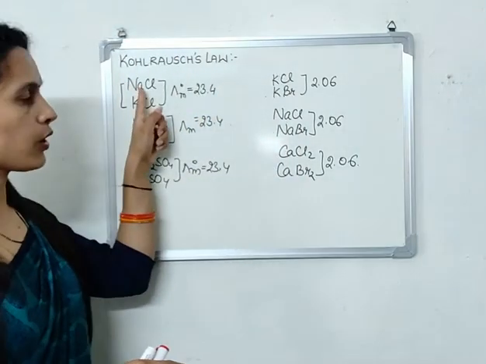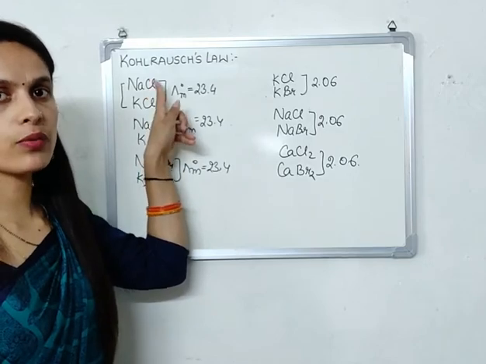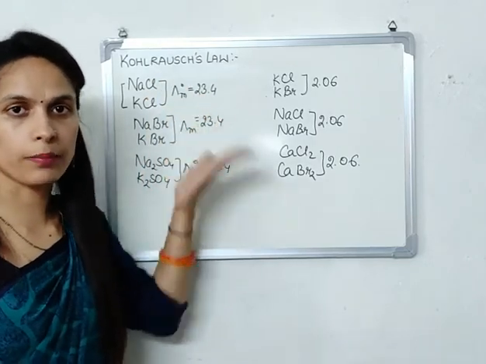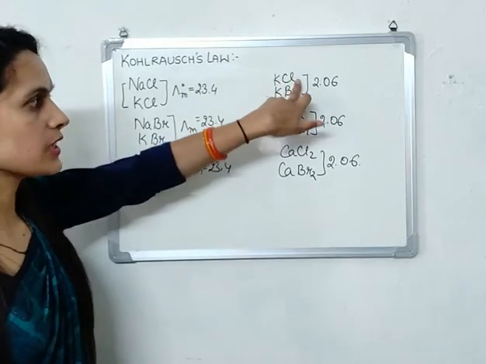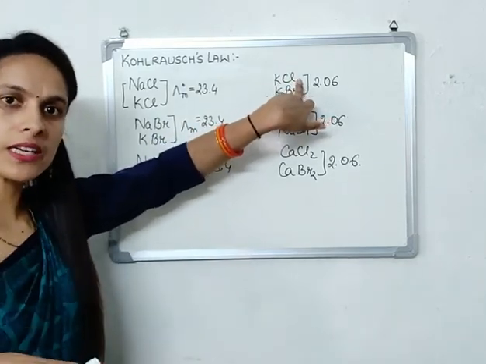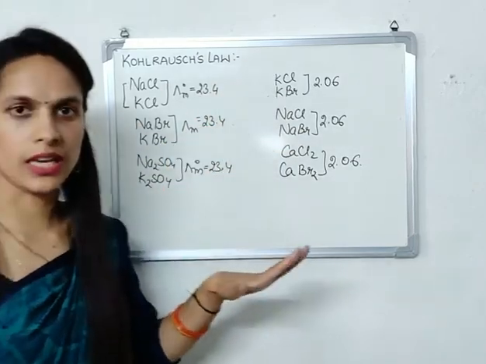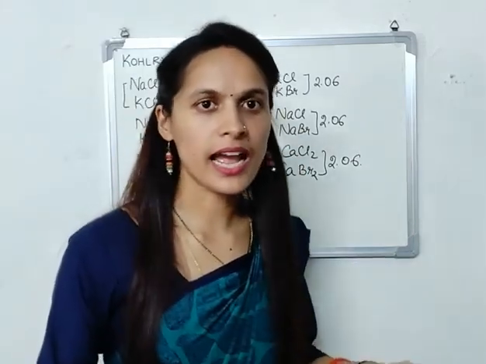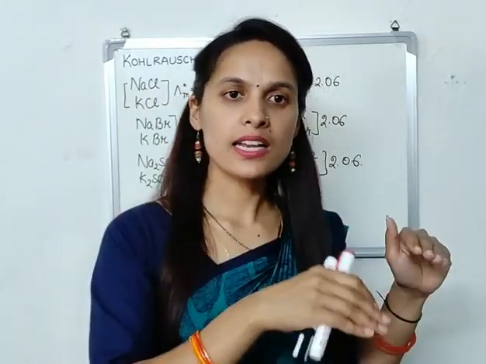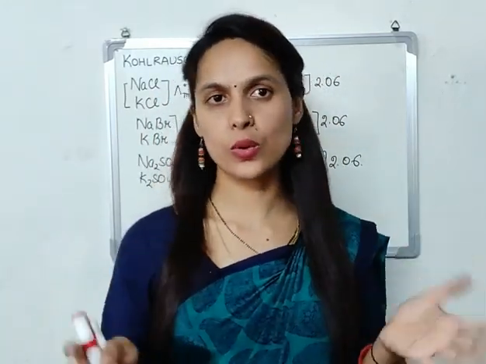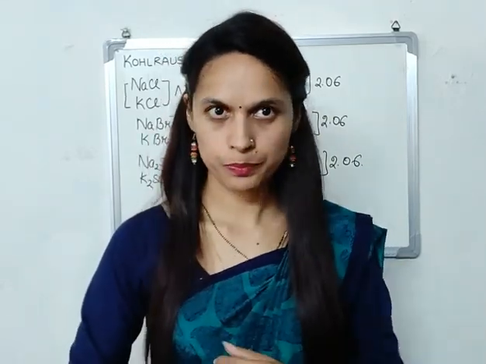Means the contribution of Na is the same, irrespective of whether it is attached with Cl or Br or SO4. Similarly, the contribution of Cl is the same, irrespective of whether it is attached with K or Na or Ca. So whatever the other ion is, irrespective of that particular fact, each ion has a definite contribution towards the molar conductivity at infinite dilution.